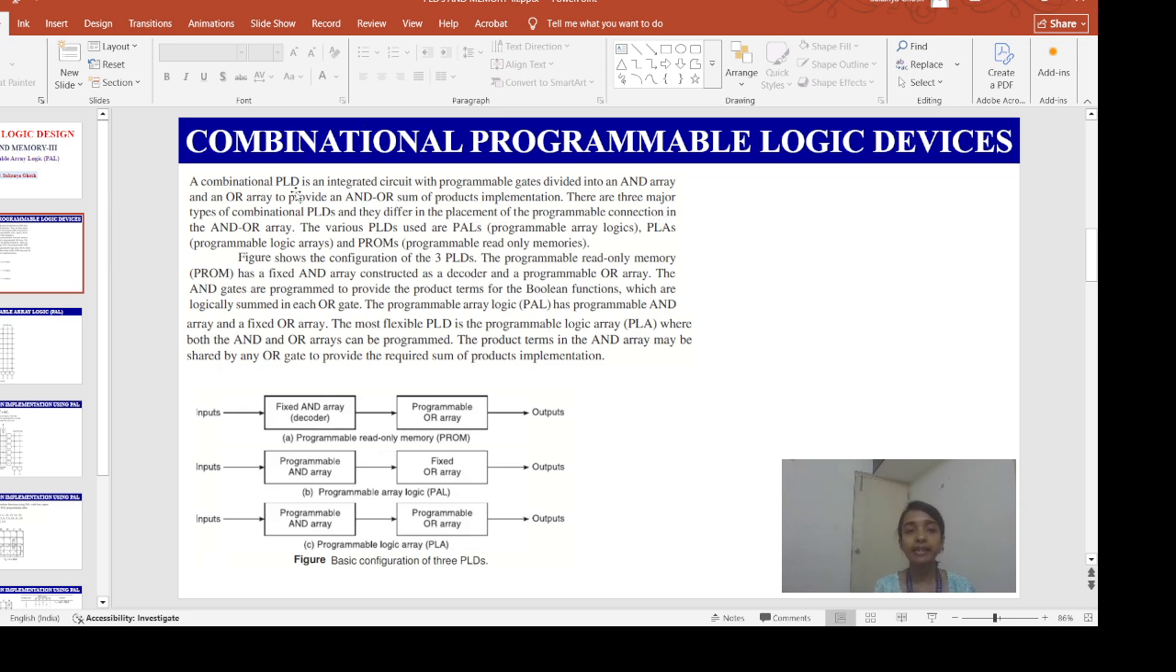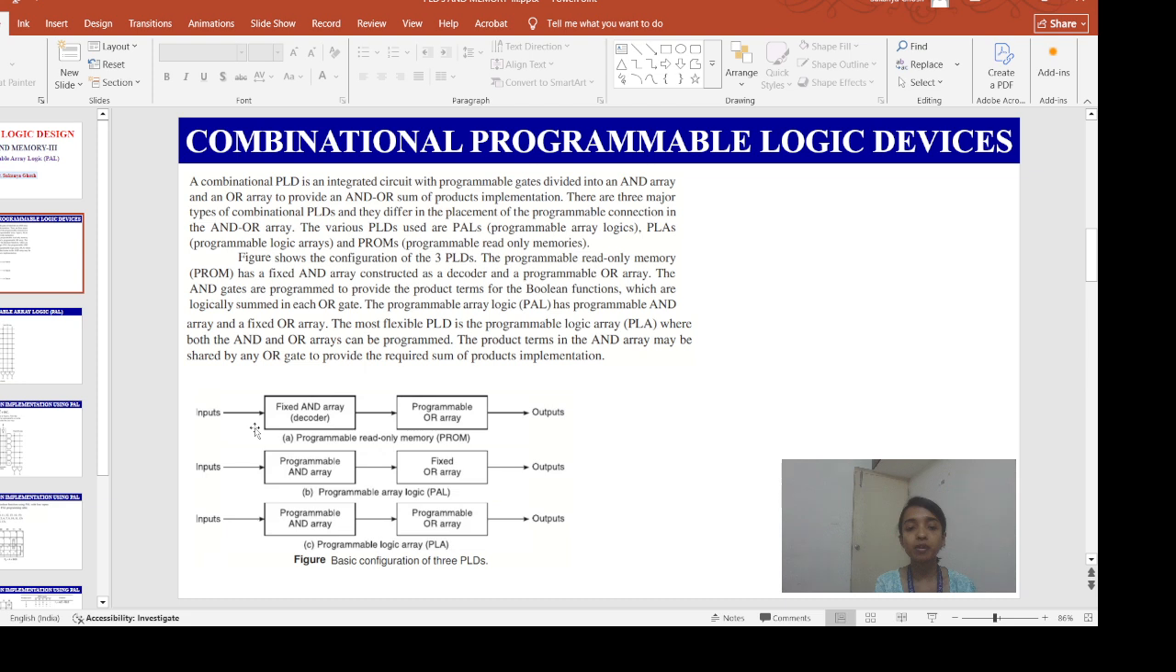A combinational PLD is an integrated circuit with programmable gates divided into an AND array and an OR array to provide the AND-OR, or sum of products, implementation. There are three major types of combinational PLDs, and they differ in the placement of the programmable connections in the AND-OR array. So the various kinds of PLDs available are PALs, programmable array logics, PLAs, programmable logic arrays, and PROMs, programmable read-only memories. This figure shows the configuration of these three PLDs.